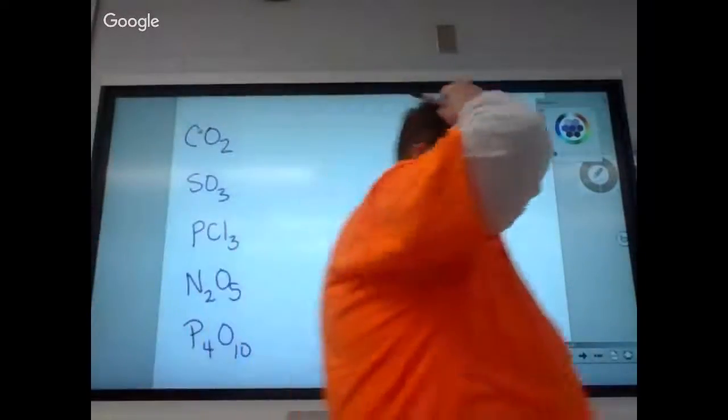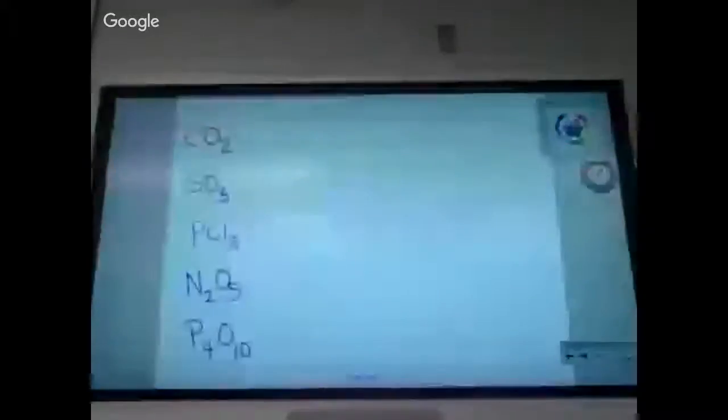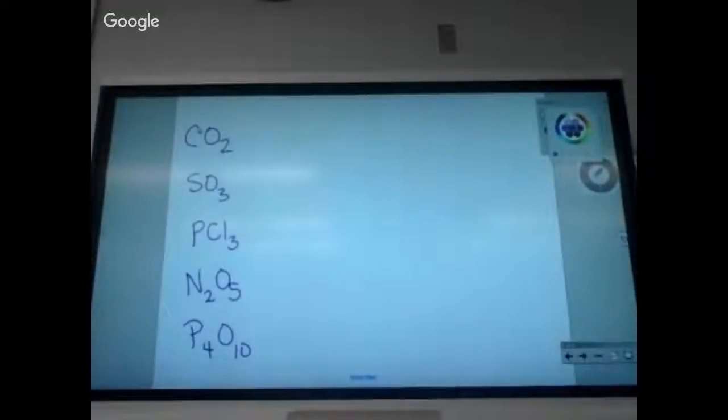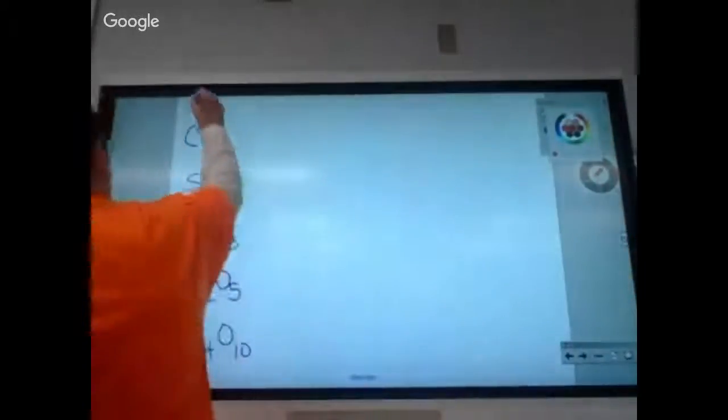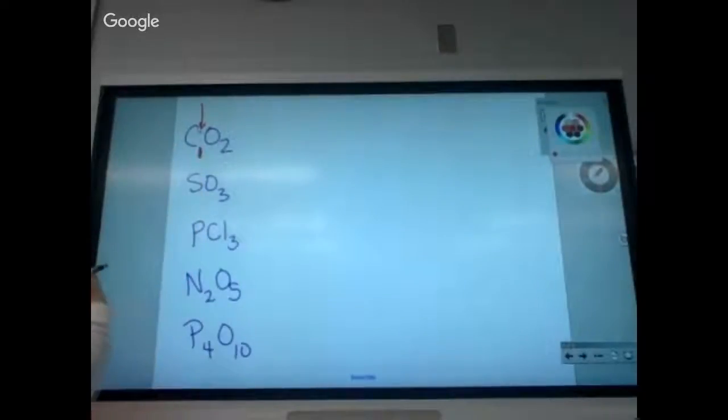Alright, I picked the four that we did earlier and I added one extra. Again, we don't care what their oxidation numbers are. We only care about their subscripts. So, how many C's are there? Just one.